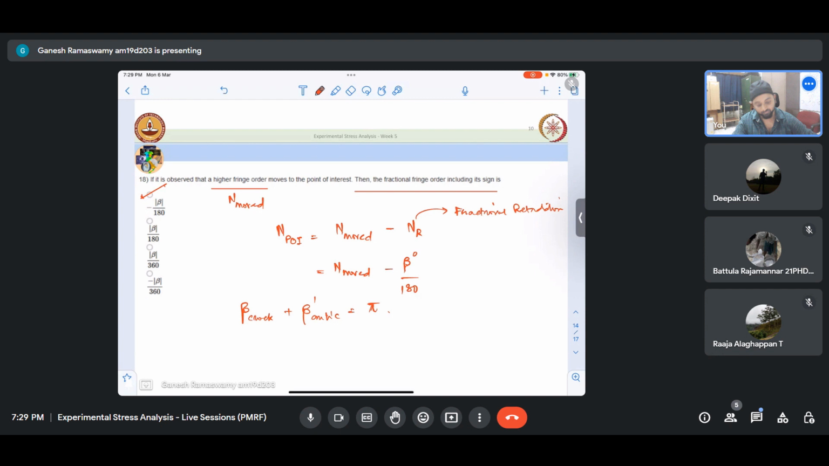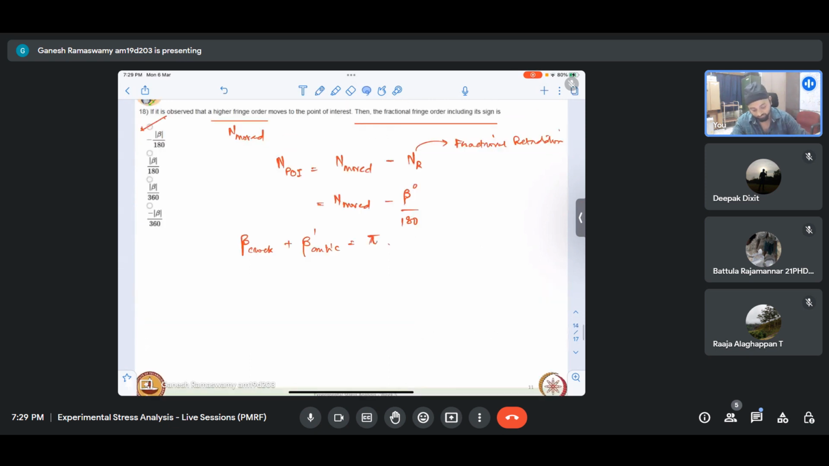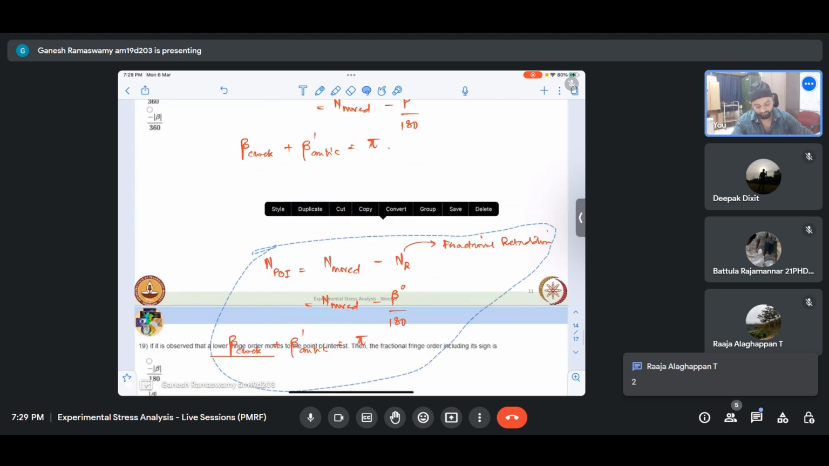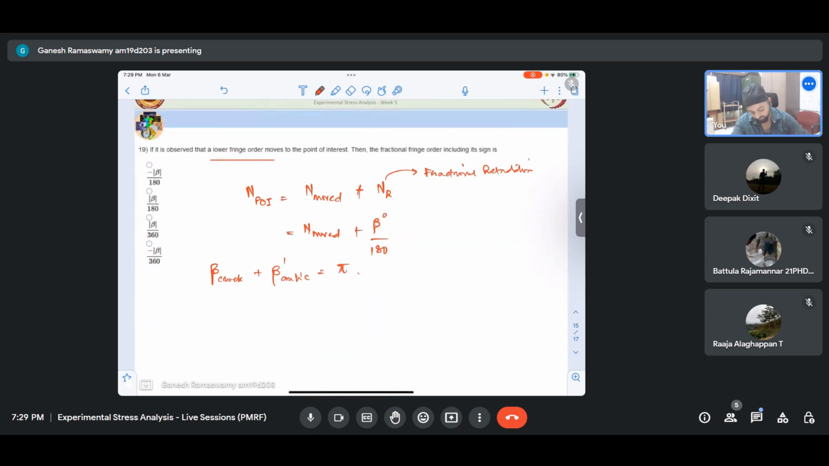Okay. So if the subsequent question is, if the lower fringe order moves, then what would be the point of interest? It is the same thing except it will be plus. Exactly. So just that it will be positive. So plus delta pi by t. So I hope that this is clear.